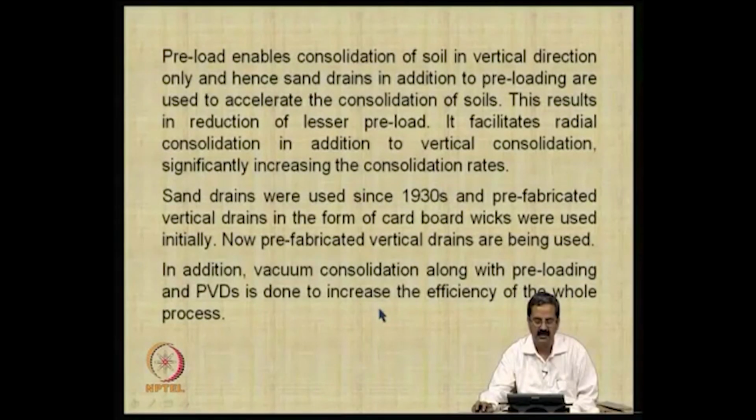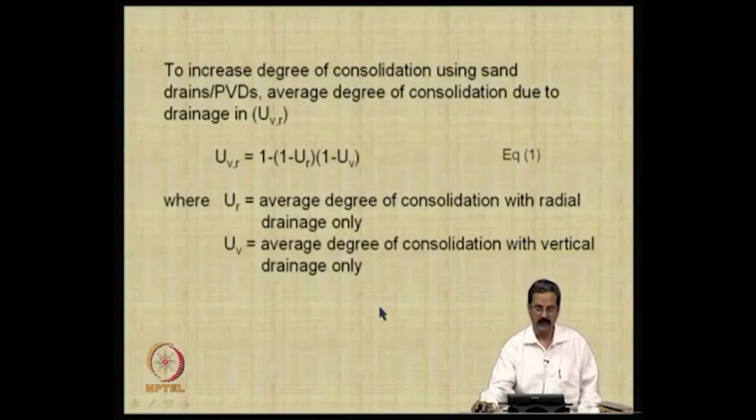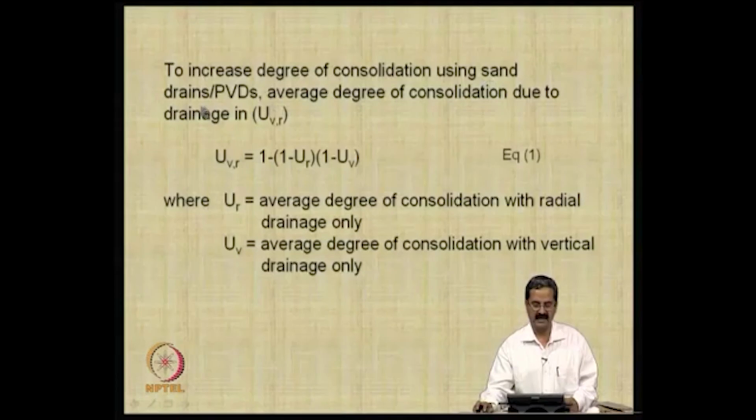So you try to create a vacuum which can really suck all the water. That is one thing that we will see again, and it is another major advantage in recent times. We will see some of that. So how do you go about calculations? That is very important. To increase the degree of consolidation using sand drains or PVDs, the average degree of consolidation due to drainage is U_VR, which is nothing but 1 minus (1 minus U_R) into (1 minus U_V). So both radial and vertical degrees of consolidation are used, and how you calculate them is what we will see now.